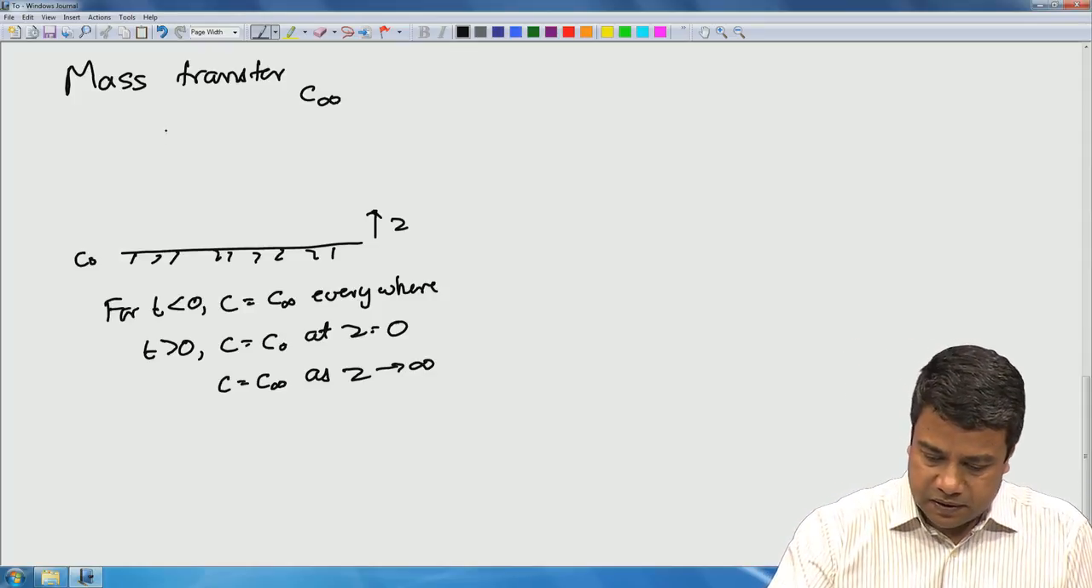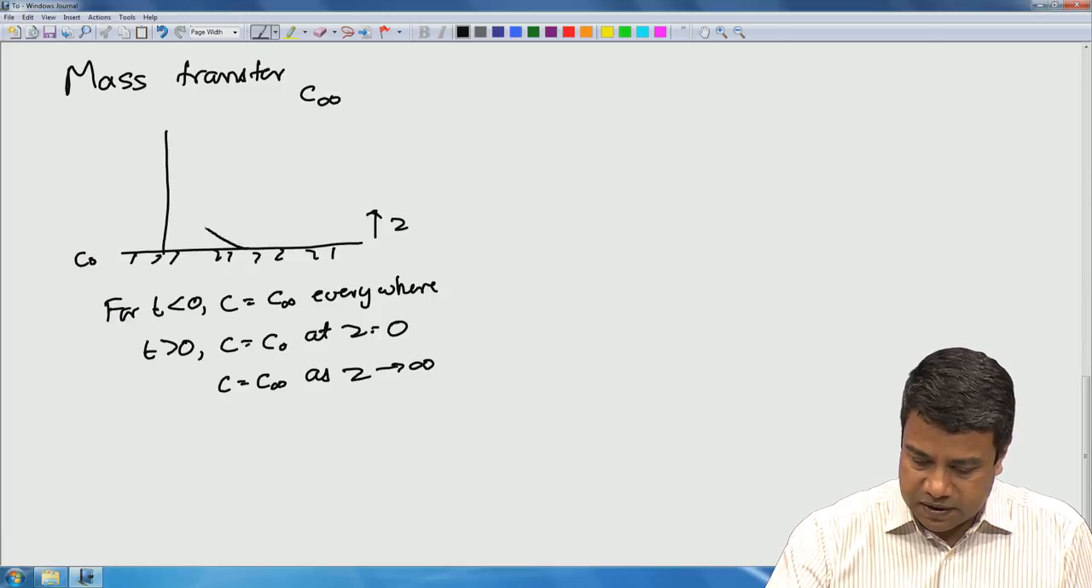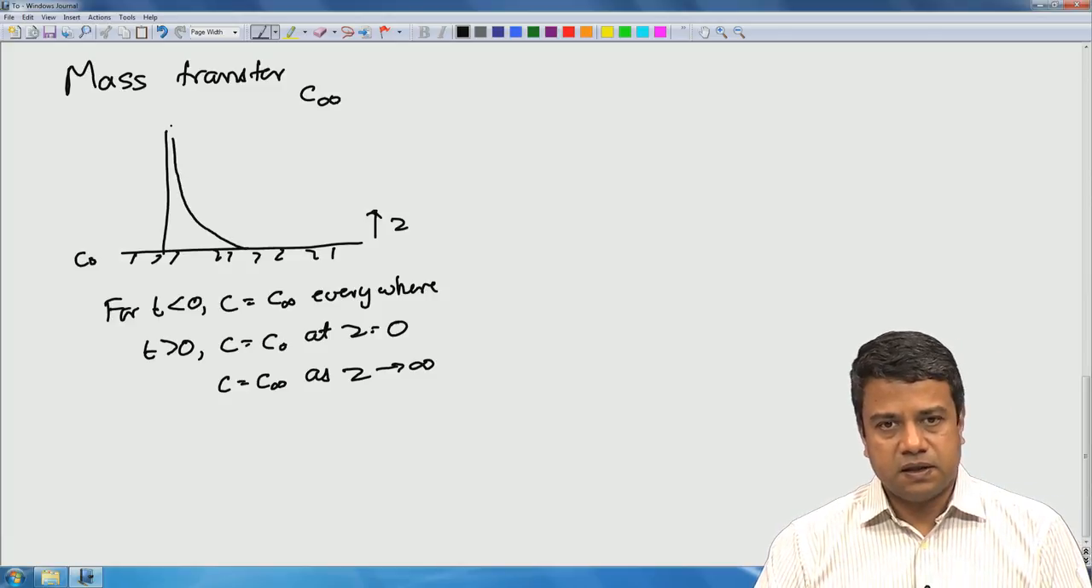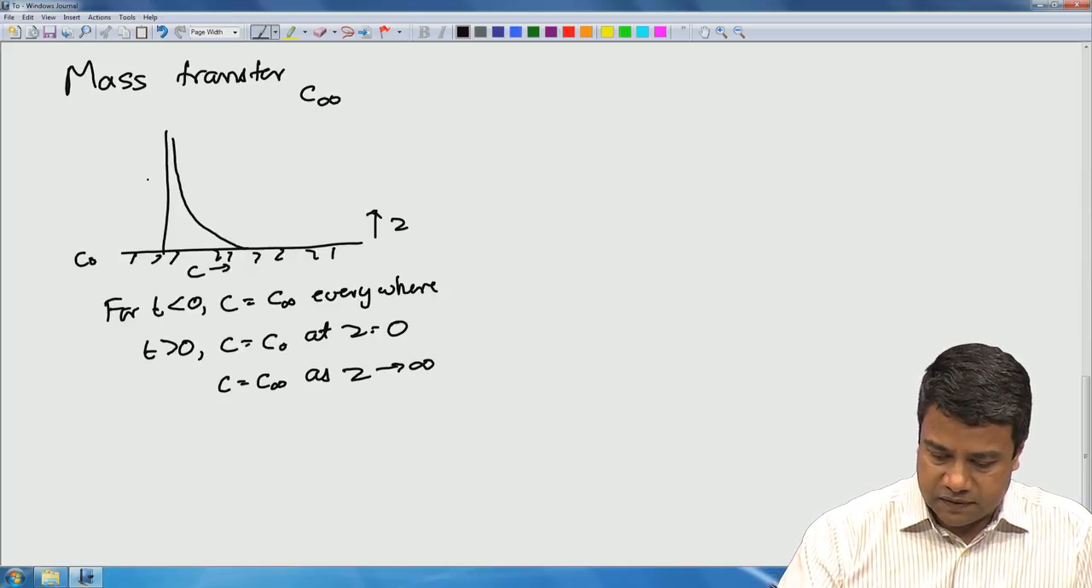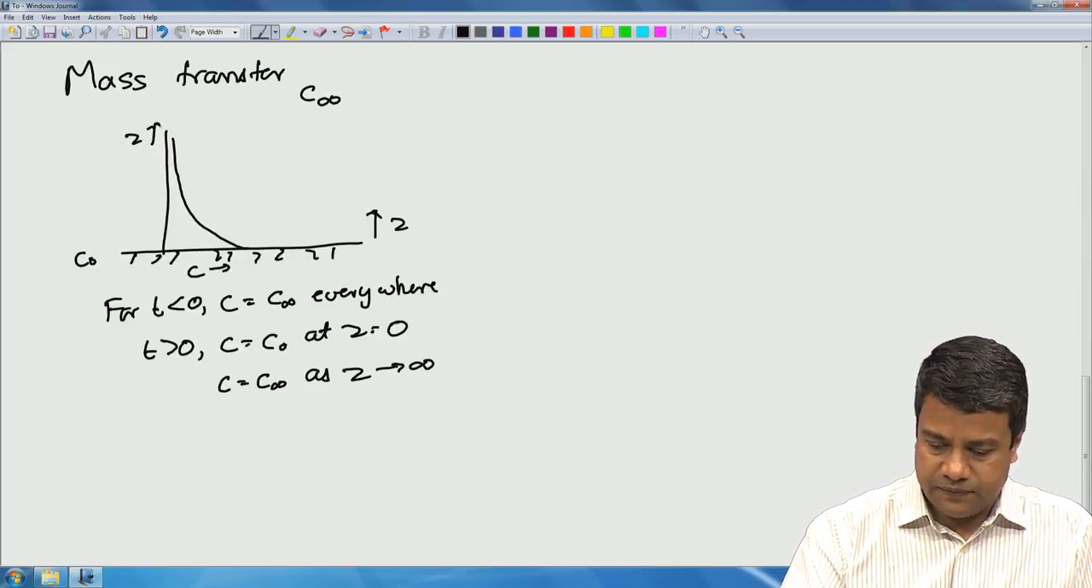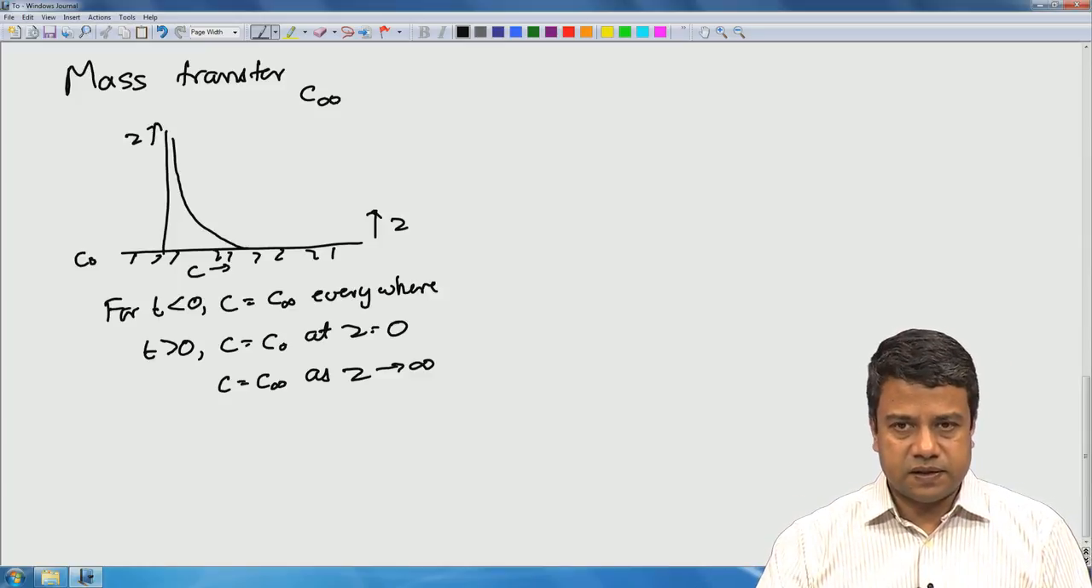And therefore, you would expect the concentration field to decay in some fashion away from the surface. Once again, this is an idealization. If I plot the concentration here as a function of distance Z, the concentration decays away from the surface. This is once again an idealization.